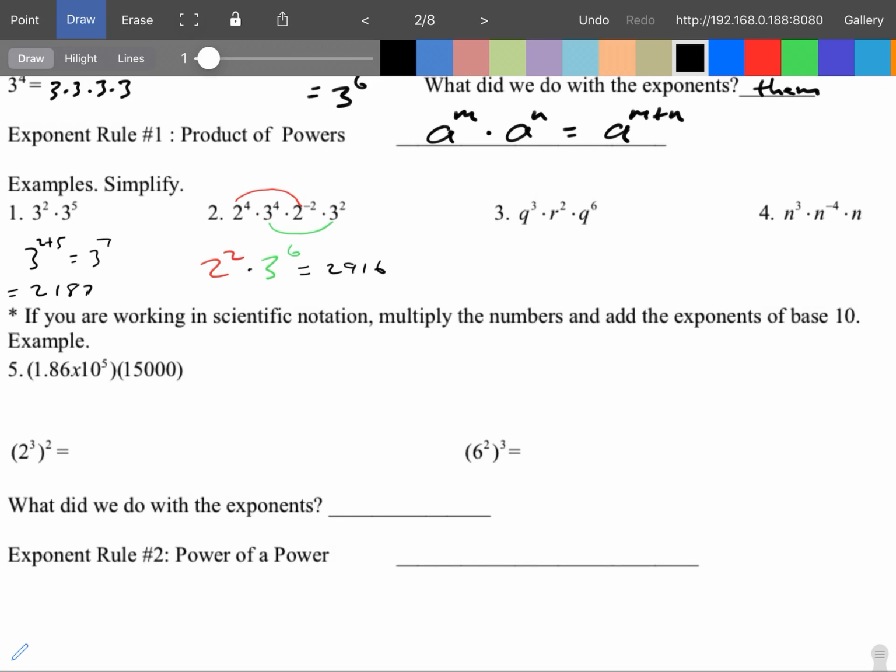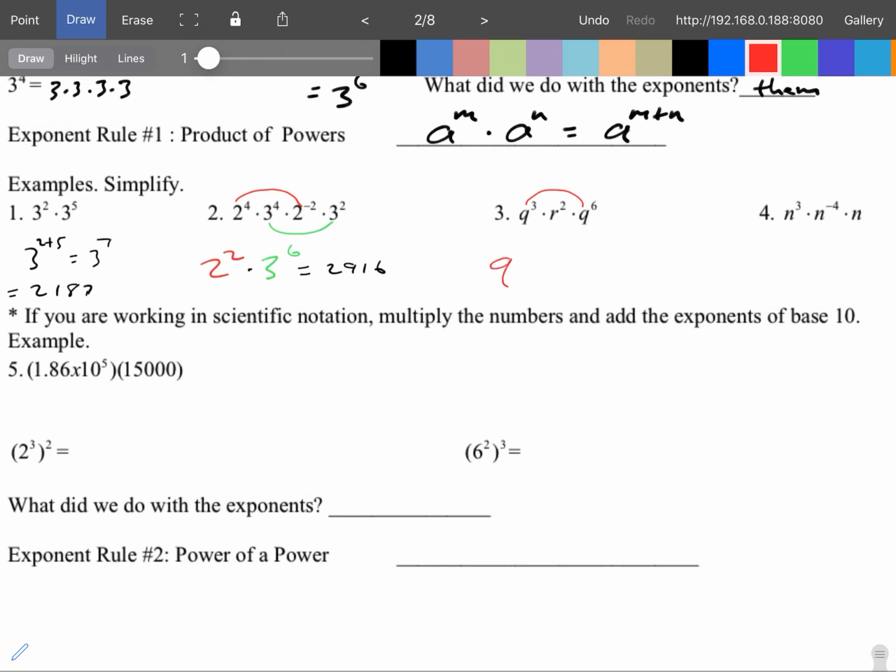All right, on the next one, we don't have any numbers. It's just variables. But you can see that you have the same base on 2 of them, right? 2 of those factors in that product are base Q. So we're going to multiply those together first.